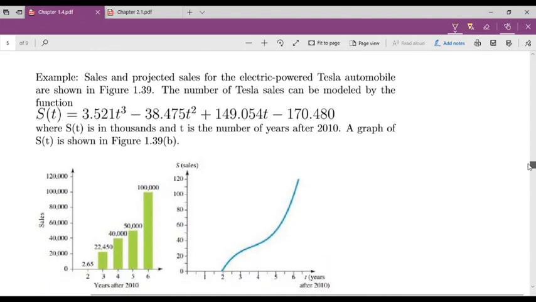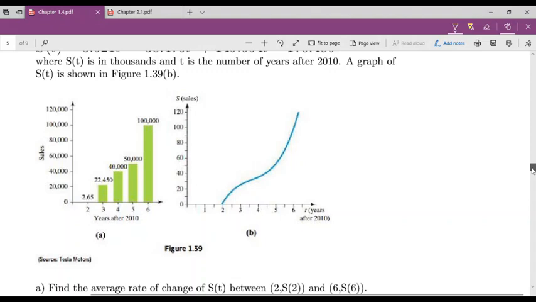Alright, so if we move on to this page, hopefully it'll make a little sense. In this example it says sales and projected sales for the electric powered Tesla automobile are shown in the figure. The number of Tesla sales can be modeled by the function S of t equals, and it gives you the function for it there, where S of t is in thousands and t is the number of years after 2010. A graph of S of t is shown in figure 1.39b, which is just right below.